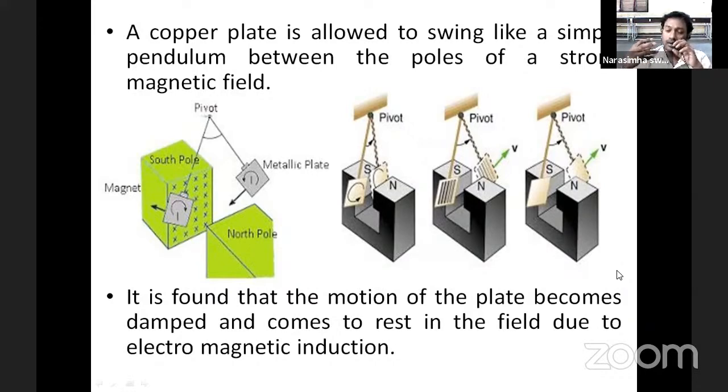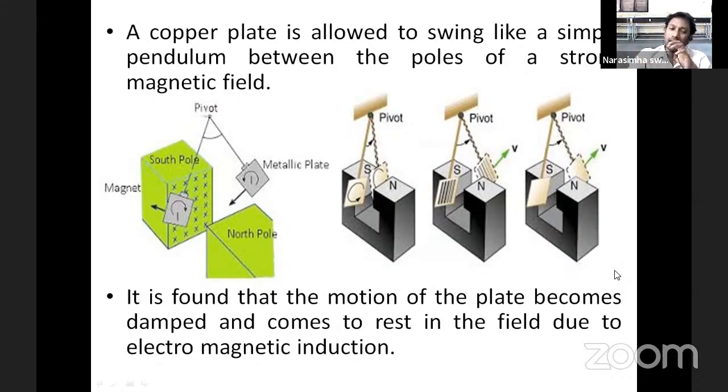So why is it coming to rest? Whatever induced current is generated in the metallic plate always opposes the cause that produced it. This is Lenz's law. Whatever induced current is generated opposes the cause. Who is the cause here? Change in magnetic flux. So between the south pole and north pole, whatever induced current is generated in the plate opposes the magnetic field.